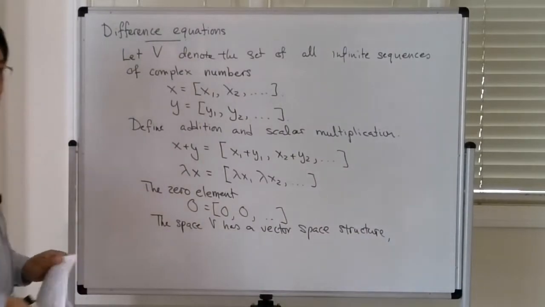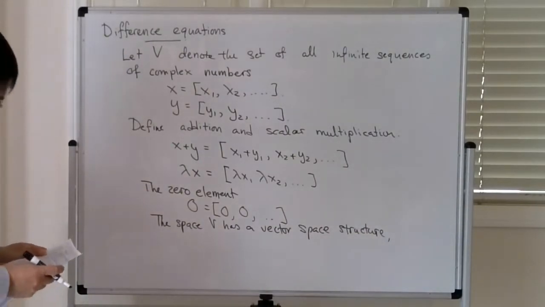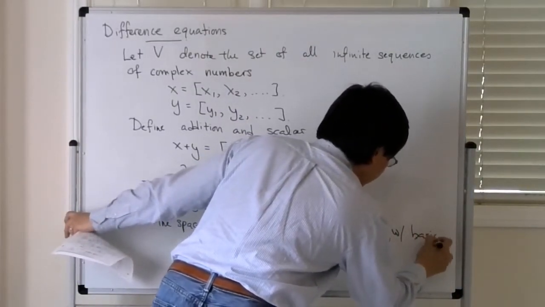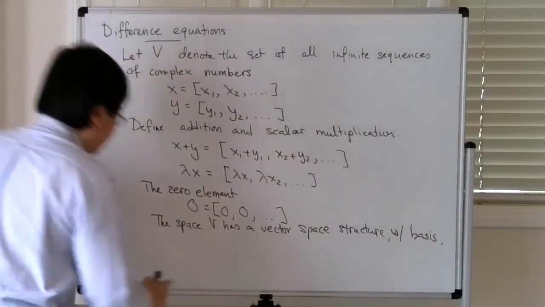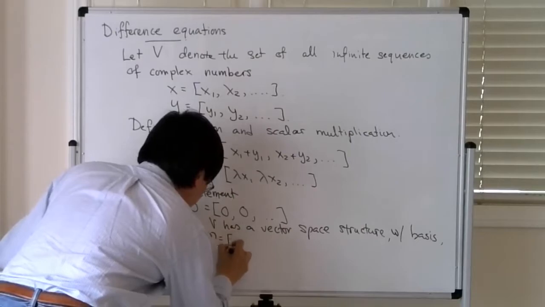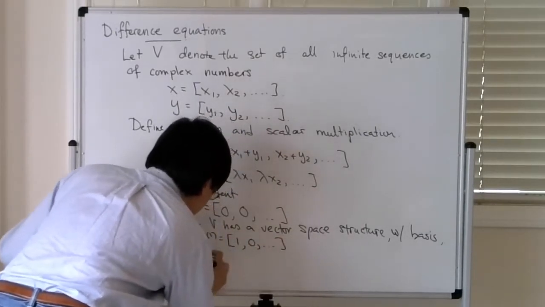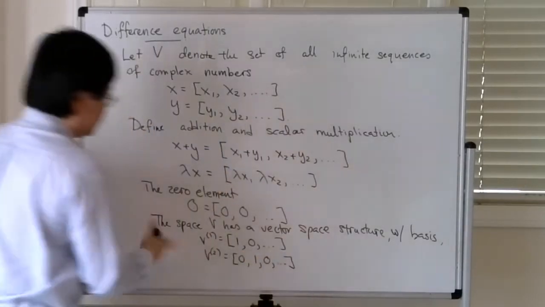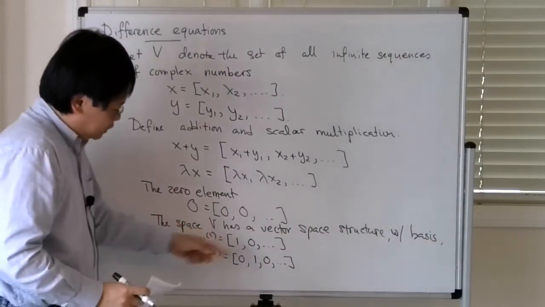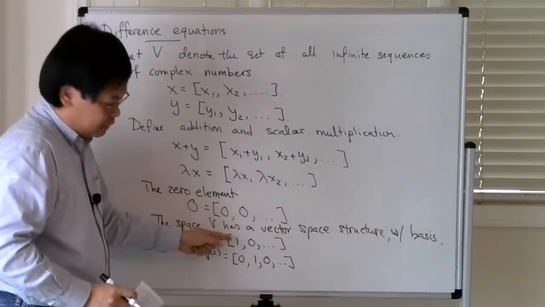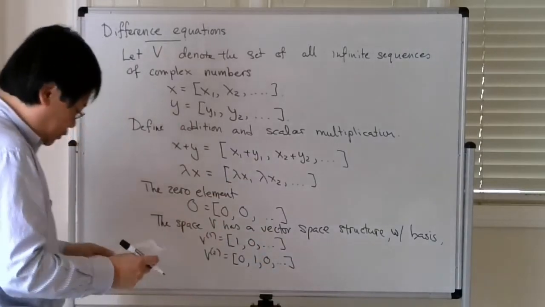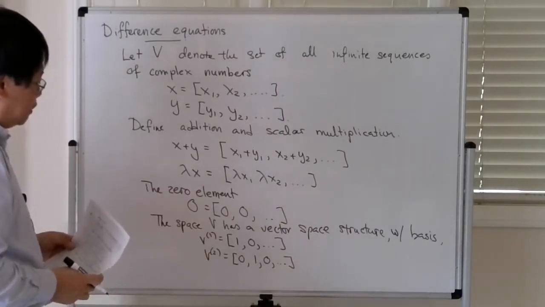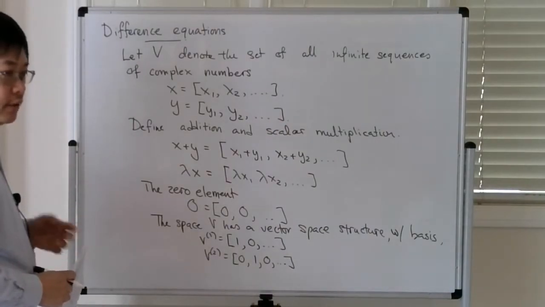And when you have vector spaces, you can talk about basis vectors, and one possible choice of basis is just the following. V1 is, say, 1, 0, and so on. V2 is 0, 1, 0, and so on. So sort of the obvious thing: the basis just consists of vectors which are 1 at one point and 0 elsewhere.